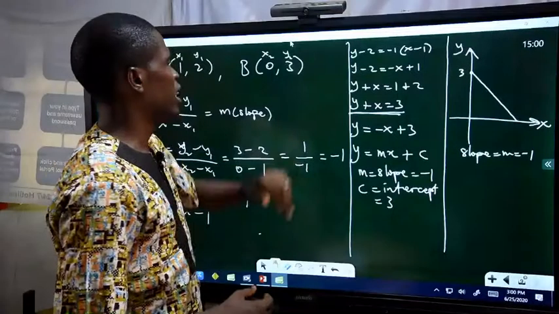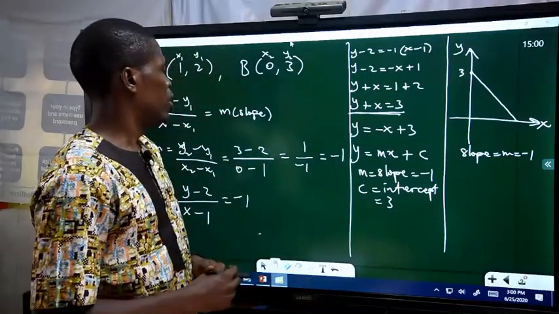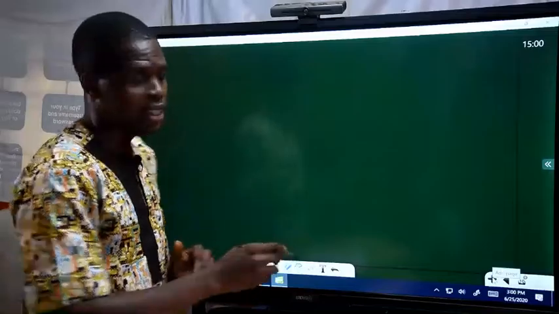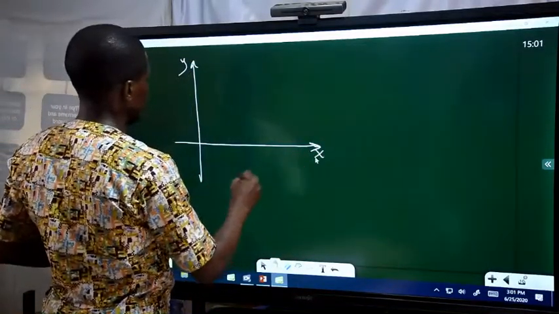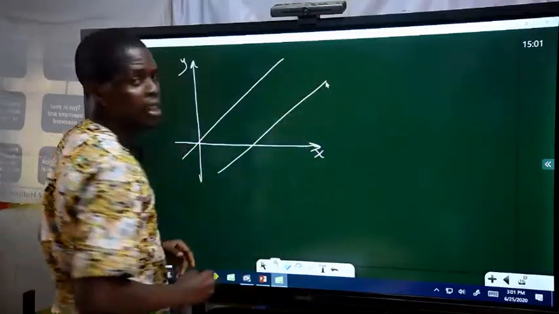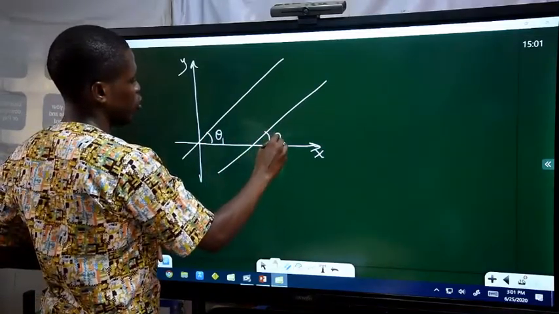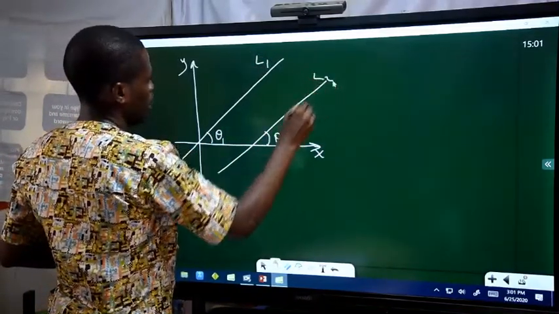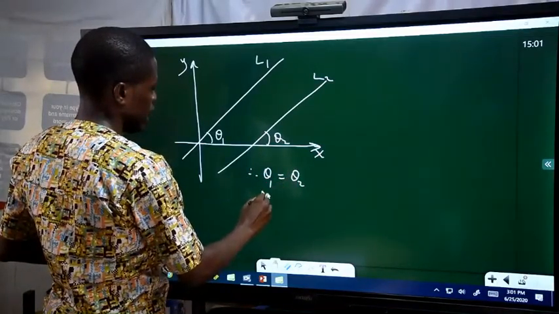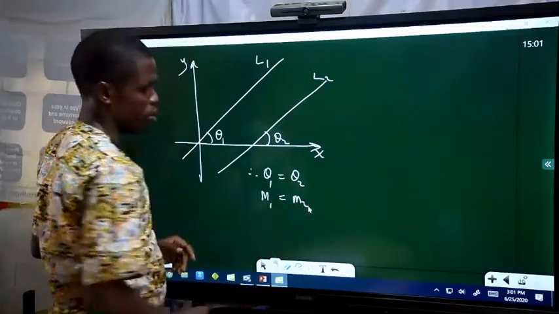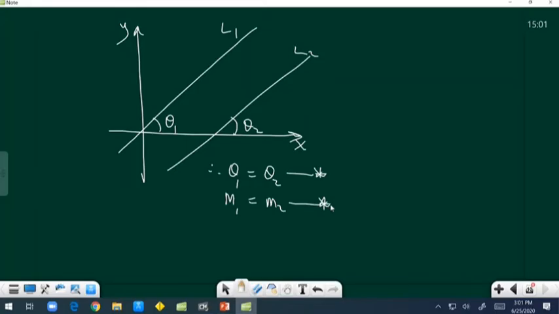Okay, let's see how we can find two parallel lines. When you have two parallel lines, we have the y-axis and x-axis, with one line and another line. They are parallel to each other. That means if here is theta 1 and here is theta 2, this is line 1 and this is line 2, the angles are equal and the slopes are equal. They have equal slopes and equal angle of inclination to the x-axis.